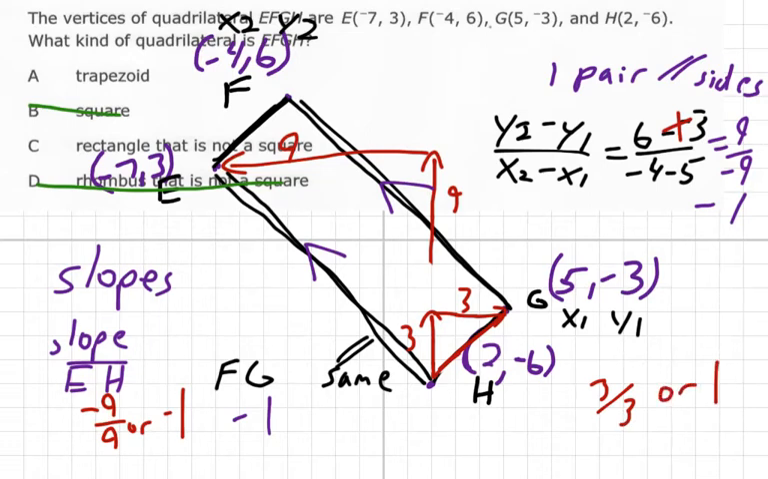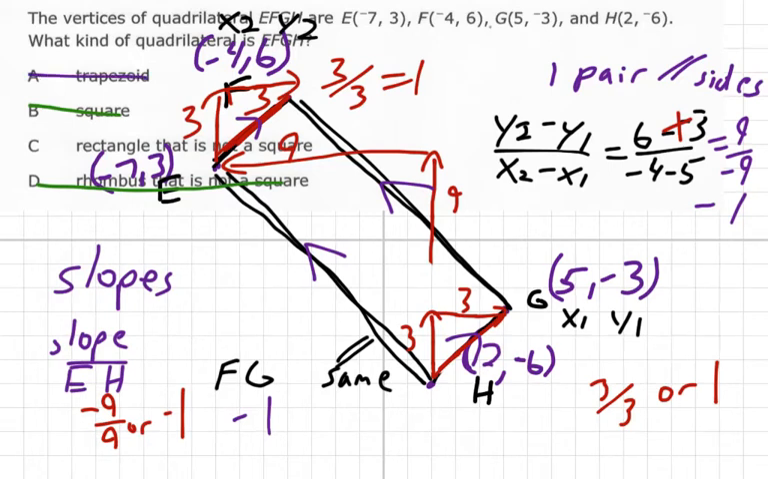And I'm going to do the same thing over here with E to F, so it goes up 1, 2, 3, and then it runs 1, 2, 3. And this is positive because it's going up as we read it from left to right. So 3 over 3 is 1. So these slopes are the same as well. So that tells me that opposite sides are parallel. So I just proved it's not a trapezoid because a trapezoid only has one pair of parallel sides.